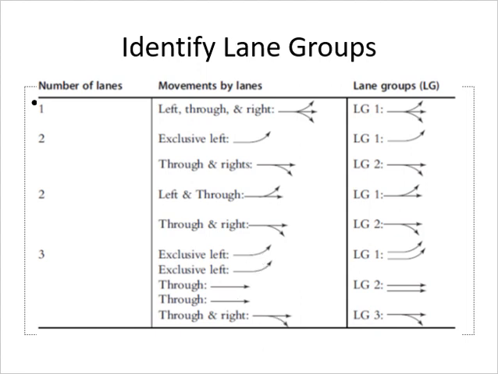Okay, and lane groups are the lanes which have the same capacity, and the capacity depends upon the type of movements. So the lane group consists of all lanes which have the same movement. So this is one lane group, there's another one, another one, another one.